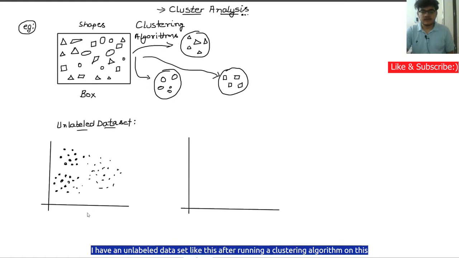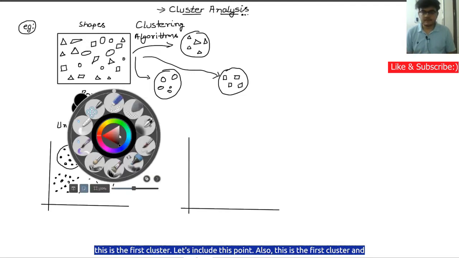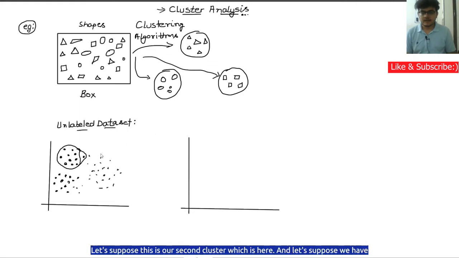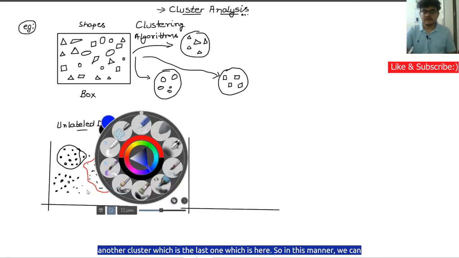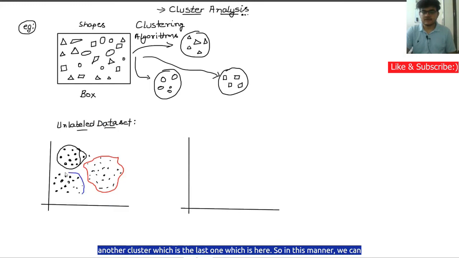After running a clustering algorithm on this graph, it will be able to find different clusters in this dataset. So let's suppose this is the first cluster, or let's include this point also. This is the first cluster, and let's suppose this is our second cluster, which is here, and let's suppose we have another cluster, which is the last one, which is here.